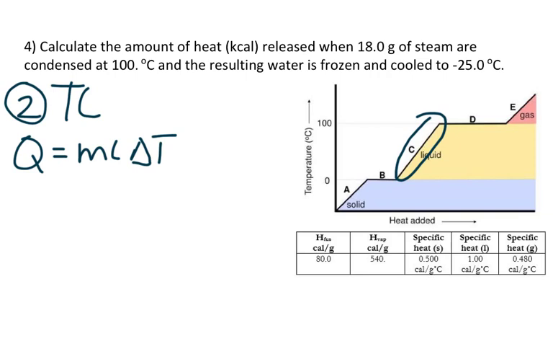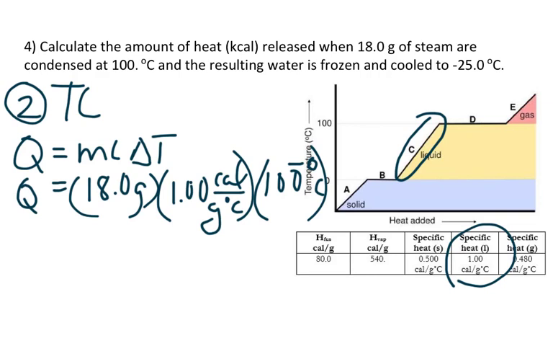Next step is the temperature change. It's going all the way from the boiling point and we're cooling it down to the melting point. So it's the full 100 degrees Celsius. Make sure you use the correct specific heat for the correct phase of water, which is 1 calorie per gram degree Celsius. And so we end up with 1,800 calories for that temperature change.